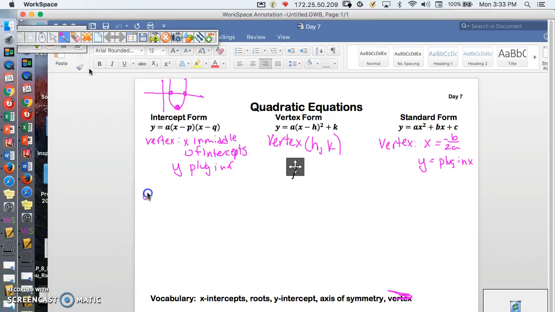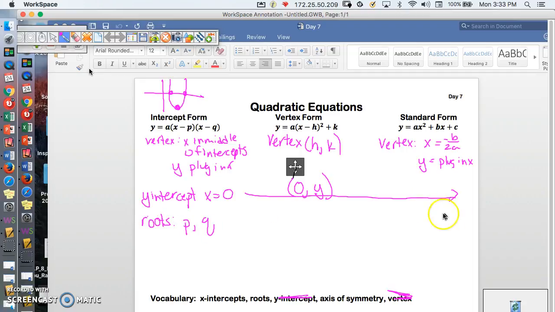We can talk about the y-intercept. And for all of these across the board, it's the same. x equals 0. So to find that, we're plugging in 0 and finding some y value. So there's our y-intercept. The roots in this one would be p and q. And if it's in standard form, we have our 4 different methods for finding them.